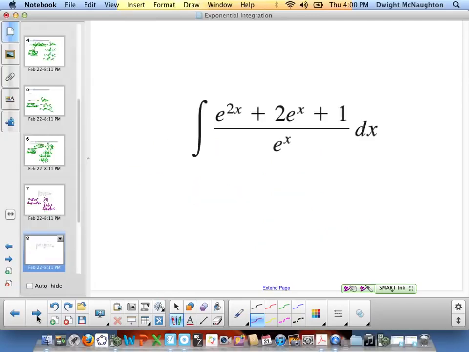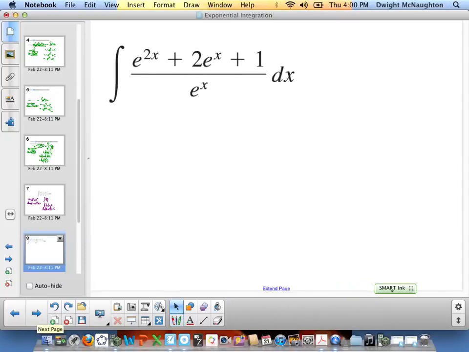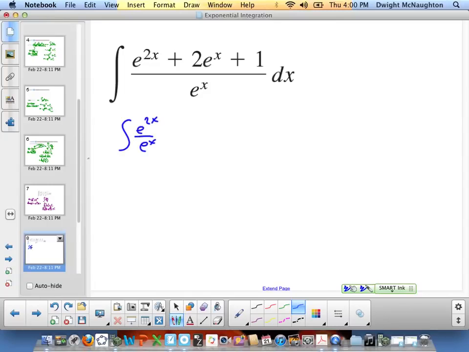All right, as we continue, look at this one. This one is a nice problem. I like to do this type of problem because if you overthink it, it's really going to mess with you, but if you keep it simple, it's not too bad. You've got 3 things up top, 1 thing on the bottom. What we'll do is split this into 3 different fractions: e to the 2x over e to the x, plus 2 e to the x over e to the x, plus 1 over e to the x, dx.